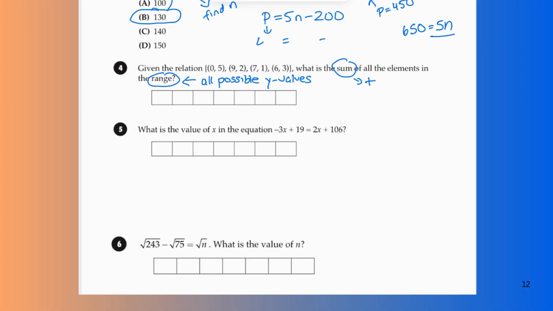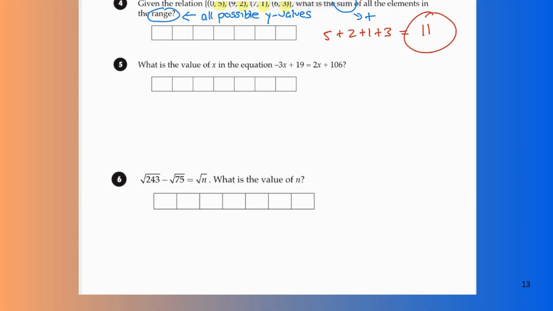The first Y value is 5, the next one is 2, the next one is 1, and the next one is 3. Again, sum means to add, so all I'm doing is adding up. 5 plus 2 plus 1 plus 3, which gives me 11 as my answer here.